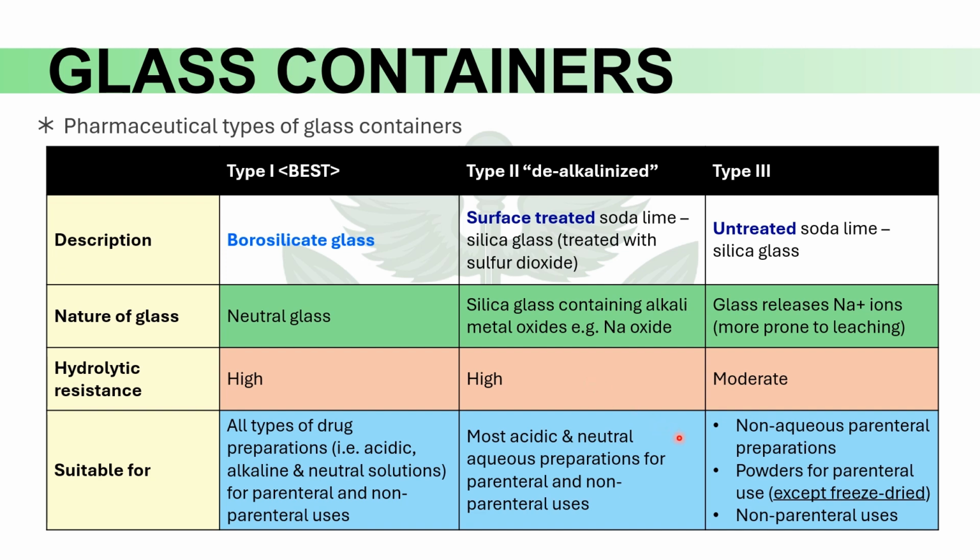We can package most acidic and neutral aqueous preparations into this type of glass. Type 3 glass containers are also made of soda-lime silica glass, but the difference between type 3 and type 2 glass containers is that type 3 glass containers are not treated with sulfur dioxide, and hence it has moderate hydrolytic resistance with a possibility of some leaching of glass components occurring.